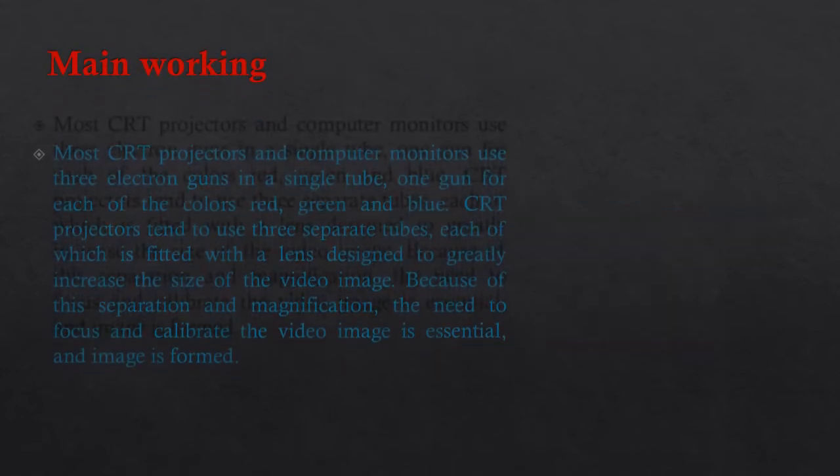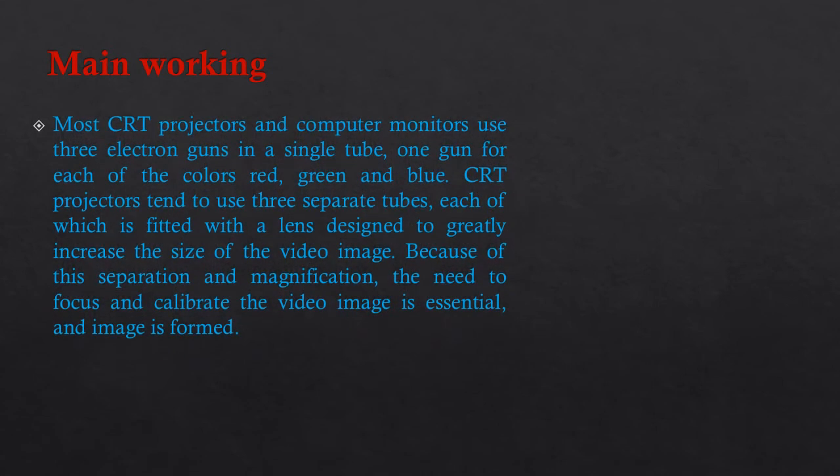Main working. Most CRT projectors and computer monitors use 3 electron guns in a single tube, one gun for each of the colors red, green and blue. CRT projectors tend to use 3 separate tubes, each of which is fitted with a lens designed to greatly increase the size of video image. Because of this suppression and magnification, the need to focus and calibrate the video image is essential and image is formed.